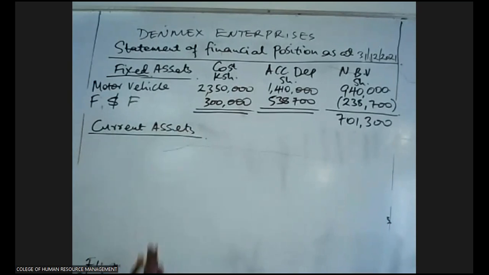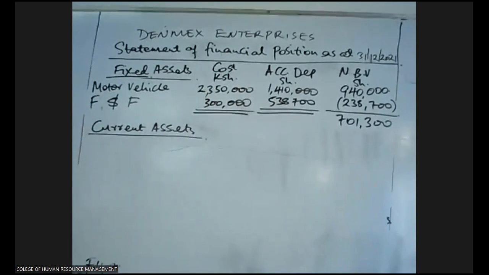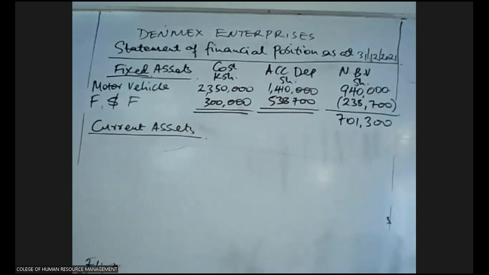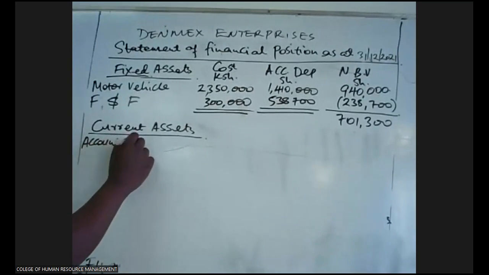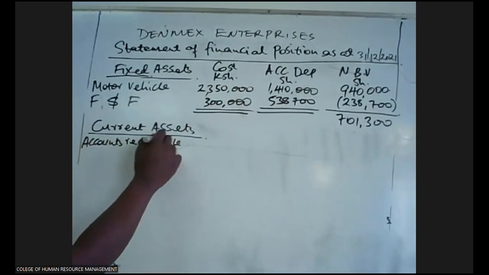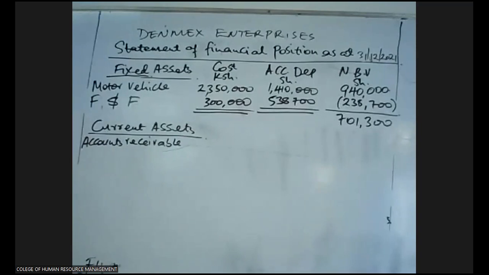Current assets, they don't depreciate, so you just list them. Let's see. From the top, we have accounts receivable. This one will be affected. Remember, these are debtors. There is additional information number 3 that touches on them. Bad debts of 2,600 are to be written off.